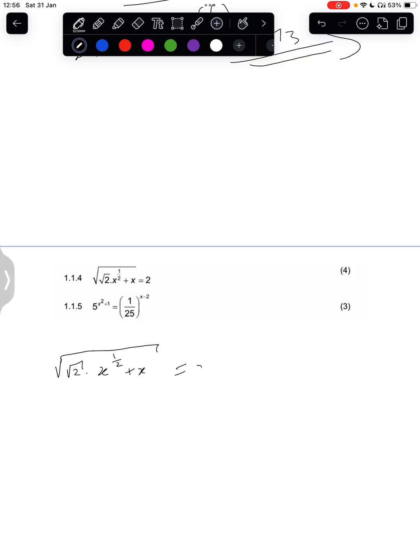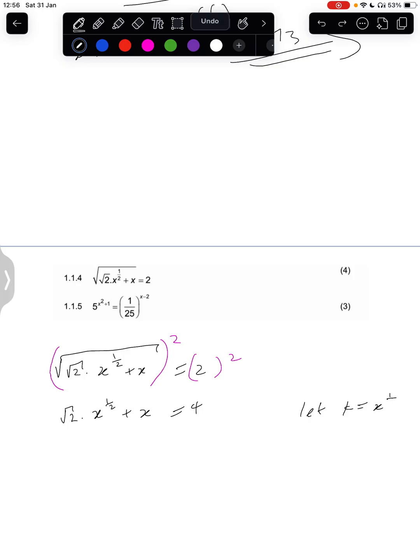This is equals to 2. So first we're going to remove this big square root by squaring both sides. And then we are left with square root of 2 plus square root of x plus x equals to 4. Perfect. We could say let k be, we could use the k substitution.